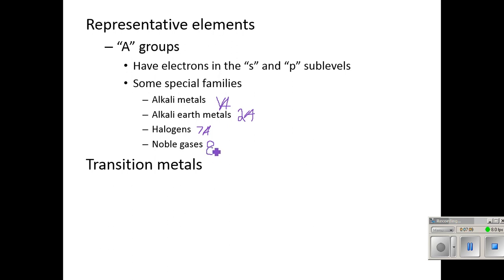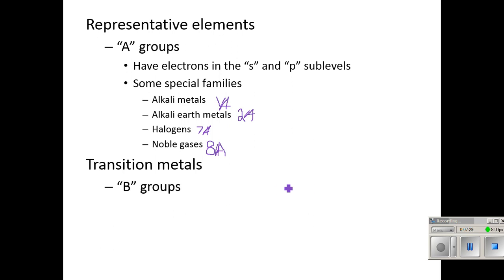These are nonmetals, gaseous nonmetals that are unreactive. They do not form compounds in nature. We can force them to form some compounds, but typically in nature they're not formed. They're not found bonded to anything else.